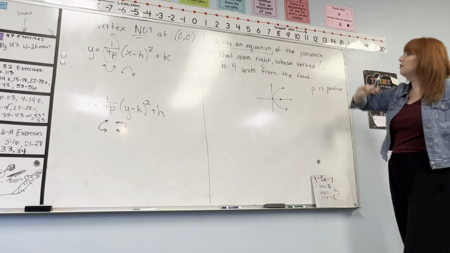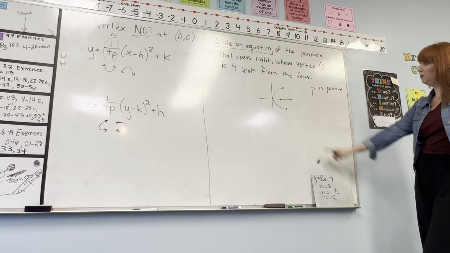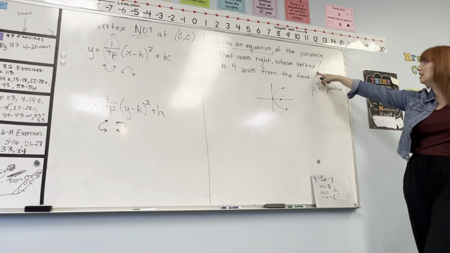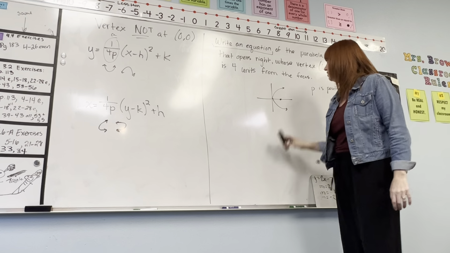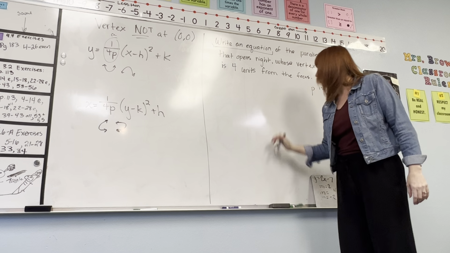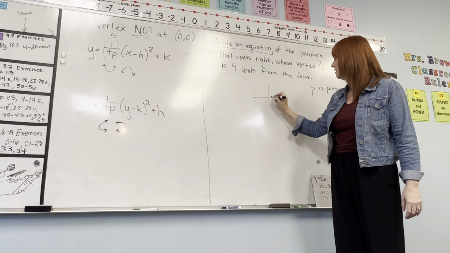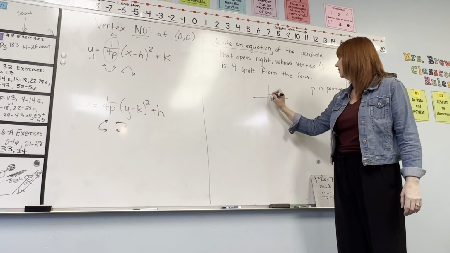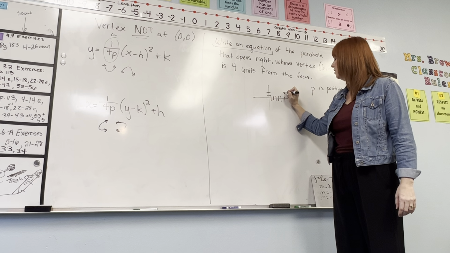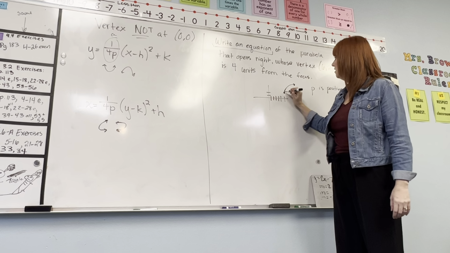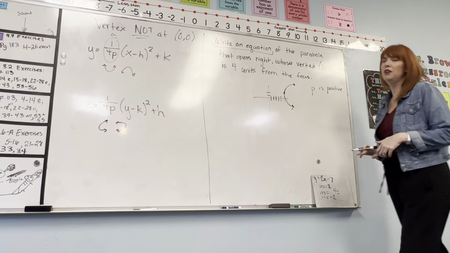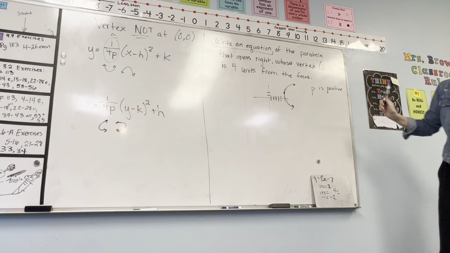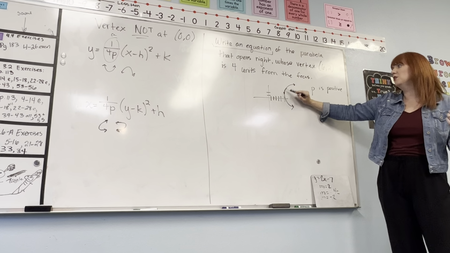Write an equation of the parabola that opens right. Okay, we got that, opening right. Whose vertex is 6, 2. Okay, so I need to fix this because I put that at 0, 0. I should have done the vertex first. All right, the vertex is at 6, 2, and it's opening to the right.